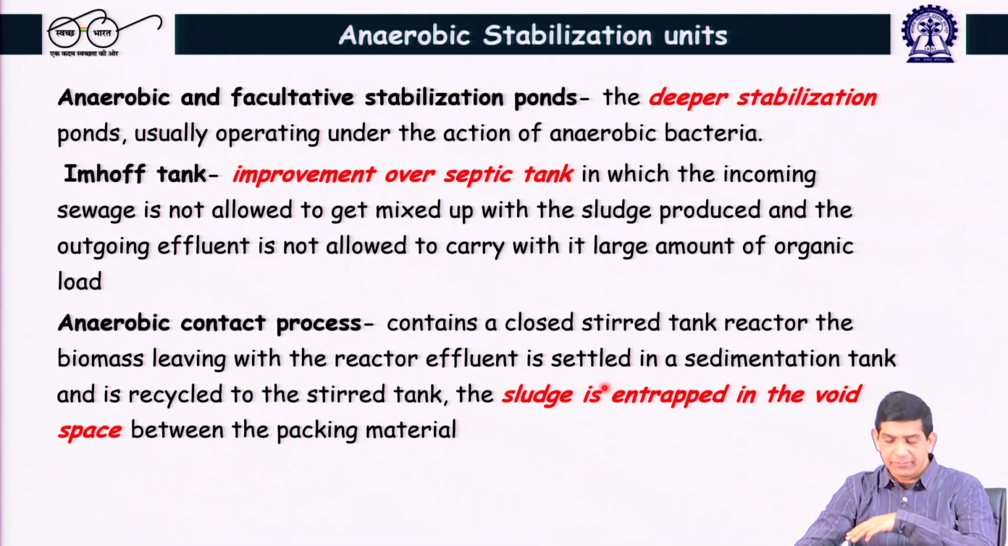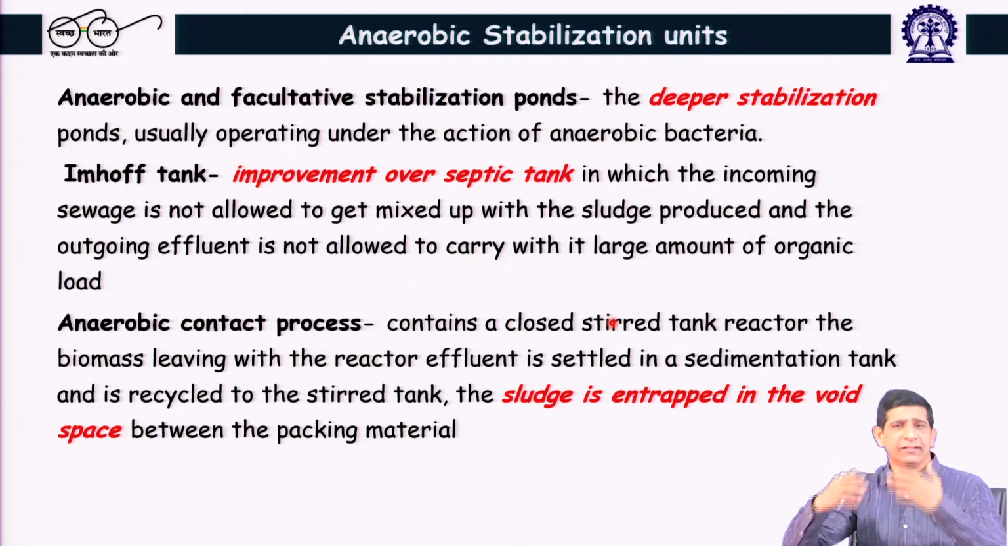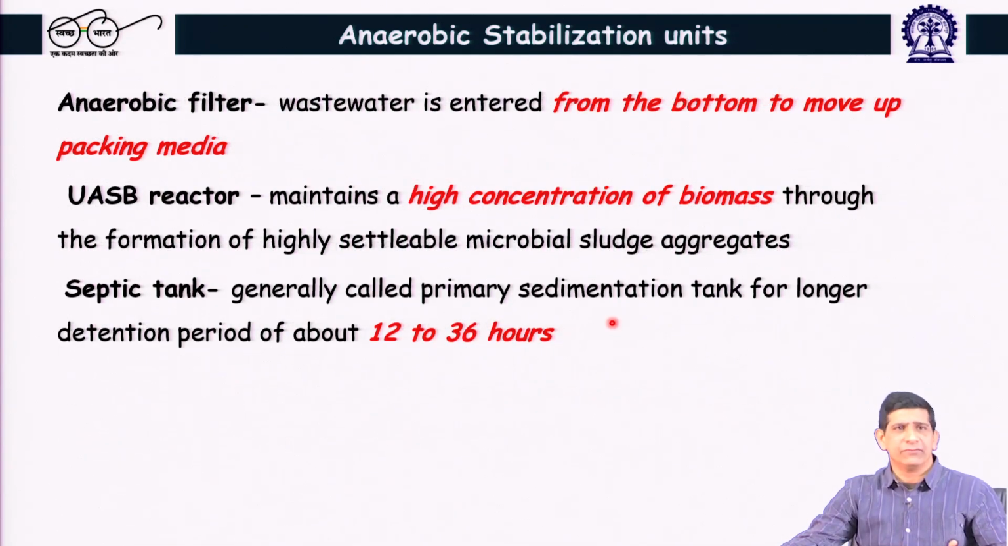Then there is the anaerobic contact process as well, where there is a closed stirred tank reactor. The reactor effluent is settled in a sedimentation tank, and its sludge is entrapped in the void spaces of the packing material, so things moving through use the organic matter as a food source. There is the anaerobic filter, and there is the UASB reactor. So there are a variety of treatment units you can use for anaerobic systems as well. UASB is one of the most popular ones.